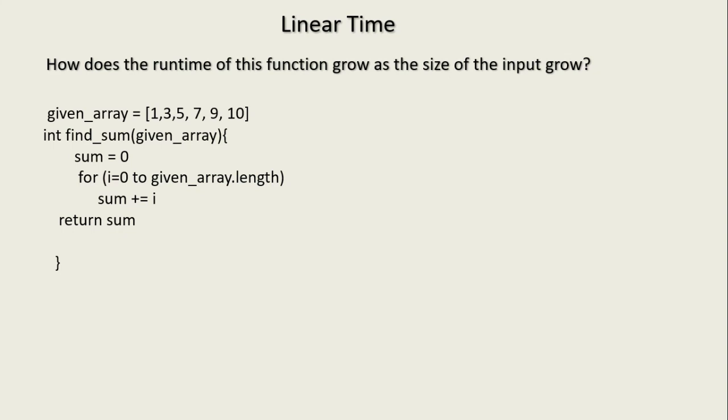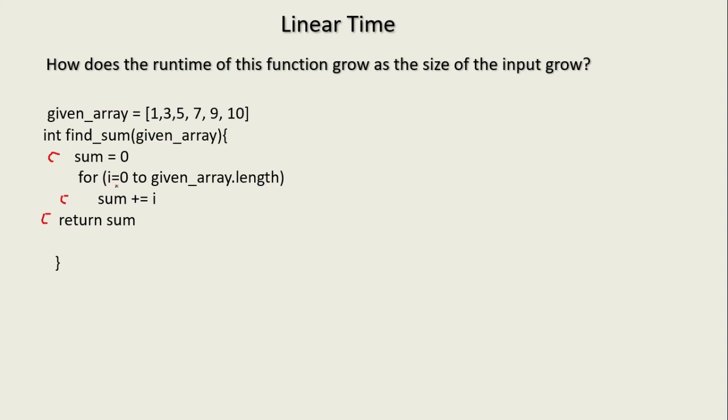How does the runtime of this function grow as the size of the input grows? Given array is like this, and you are given a function like this. So now we understand that this one line is not going to change in terms of the time it takes, whether the input size is 5, 10, 15, and so on. So this is constant. The same for here. This is also constant. The same for here is also constant.